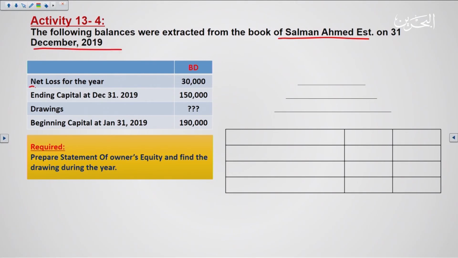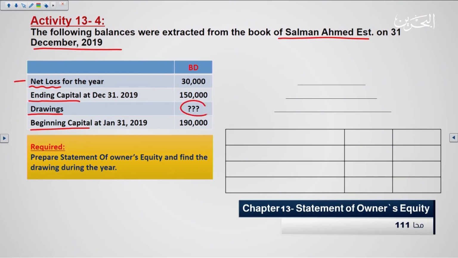We have here net loss. In the previous examples or activities, we were given the net income, but here we are given the net loss, and we know that the net loss means the company is losing money. So this is definitely going to decrease the capital. Then they have given us the ending capital, the drawing, and also the beginning capital. So let's see now how we will prepare the statement of owner's equity. But first I have to mention that the drawing here is missing. So we have to calculate it in the answer as well.